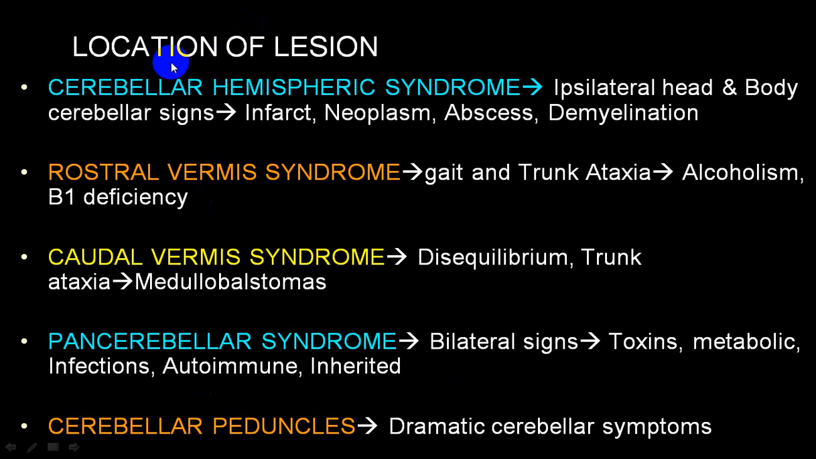As far as location is concerned, if there is ipsilateral damage, you will have a tendency to fall on the same side. If the vermis is damaged, you will have a tendency to fall on the back. But ipsilateral damage will be more common in infarct, neoplasm, abscess or maybe demyelination. While vermis damage is more common with truncal ataxia, alcoholism and B1 deficiency. Medulloblastoma commonly damages the caudal vermis. Pancerebellar damage is more common with toxins, metabolic products, infection, autoimmune disorders. And peduncle damage is very common again in vascular disorders.